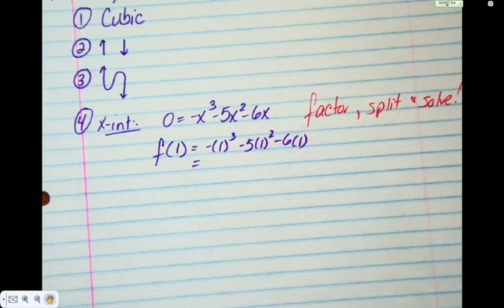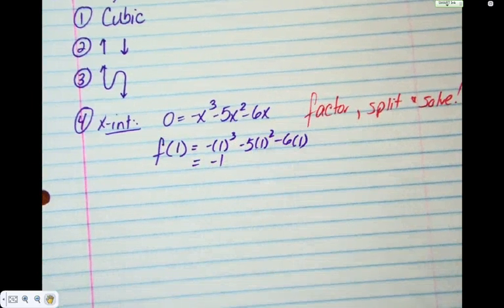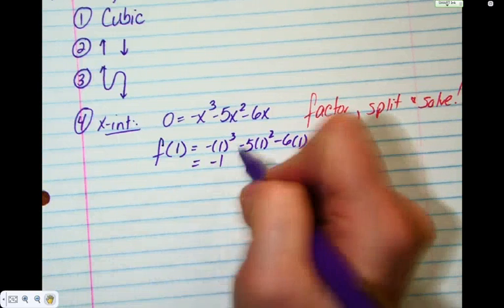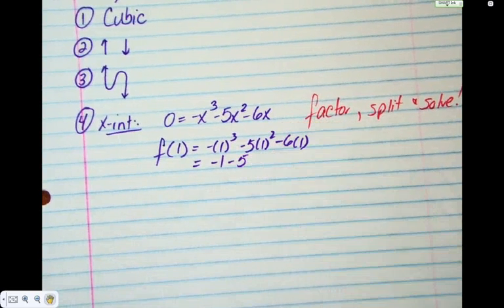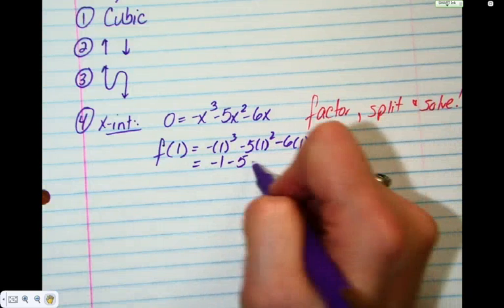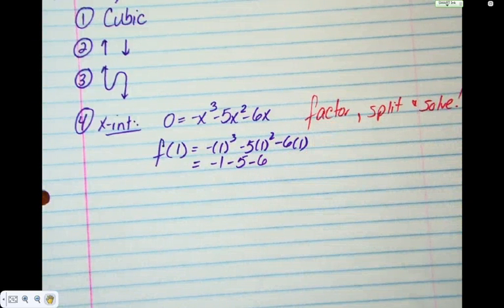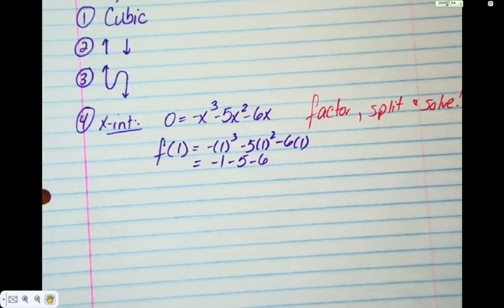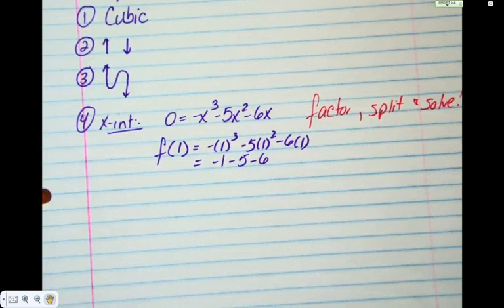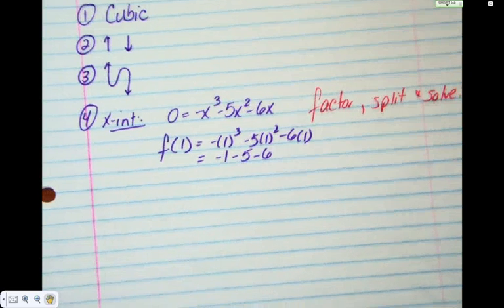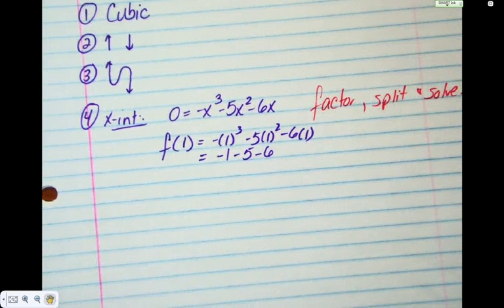Negative 1 cubed. Negative 5 times 1 squared. Negative 6 times 1. What do we already know? It's not going to equal 0. So what does that tell us about 1? Not a factor. Okay, give me another one.